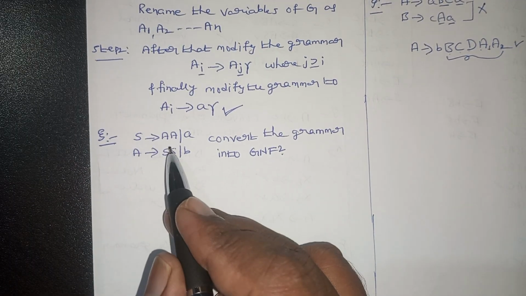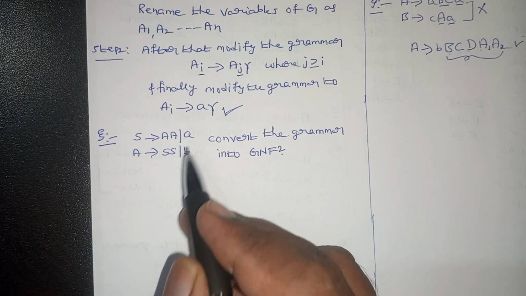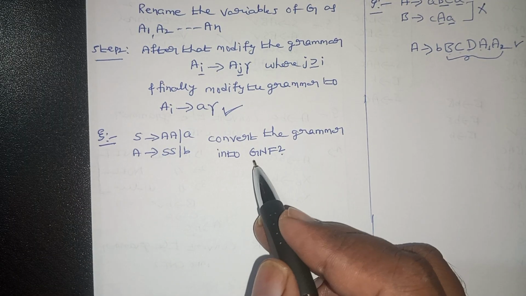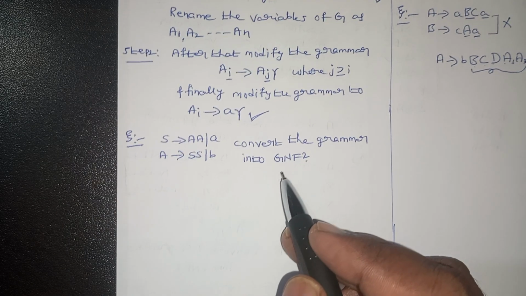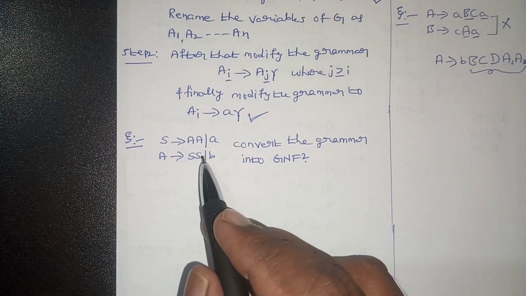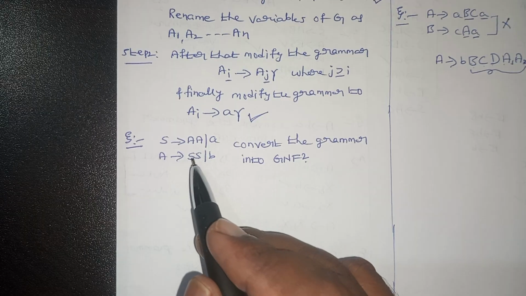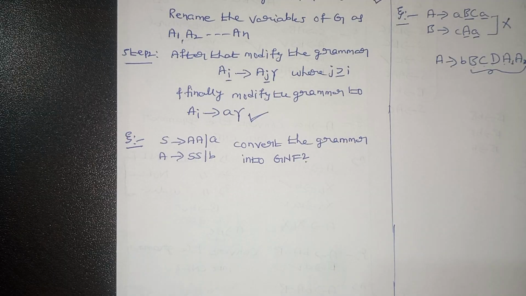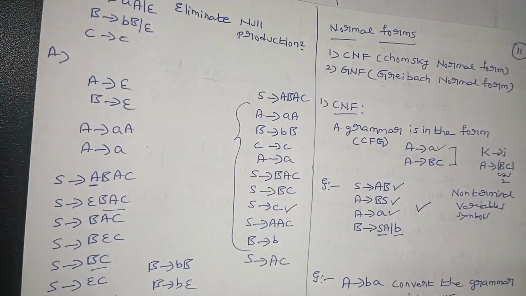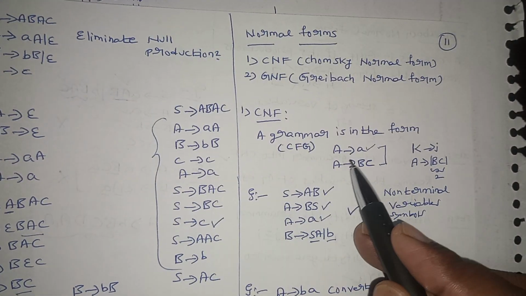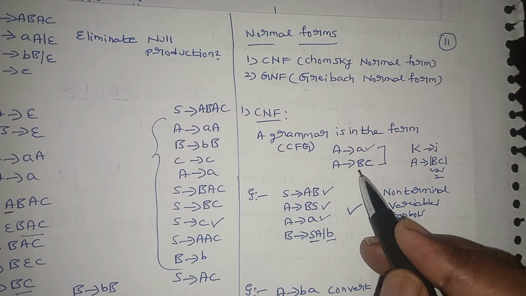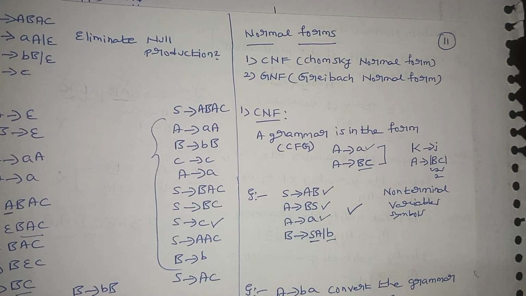Now in the exam they will go like this: S tends to AA, A tends to SSb. Convert the grammar into Greibach normal form. Now tell me, what is step 1? You have to check whether this grammar is in the CNF or not. Yes, it is CNF. What is the formula for the CNF? A tends to a, or A tends to BC, so two variables or one terminal.